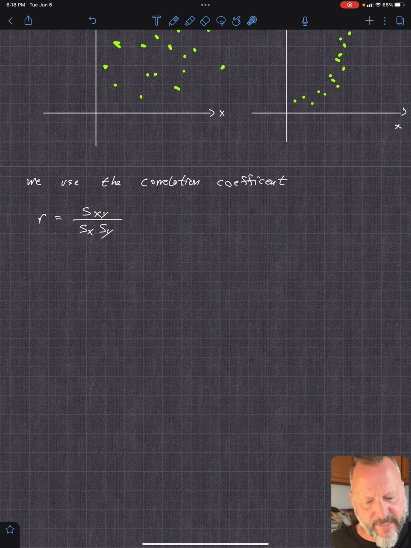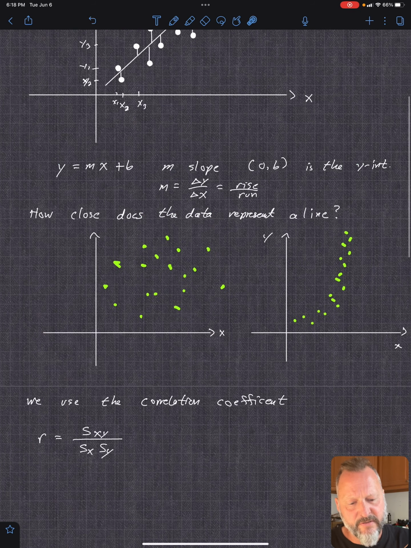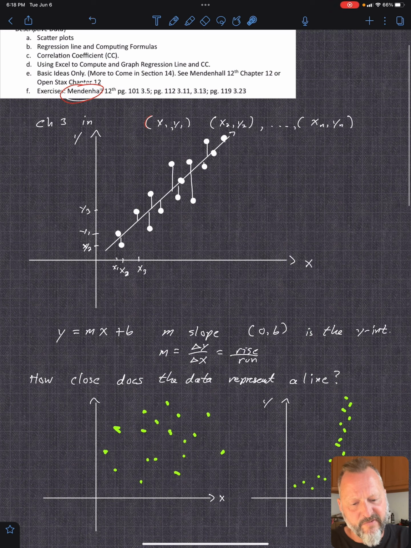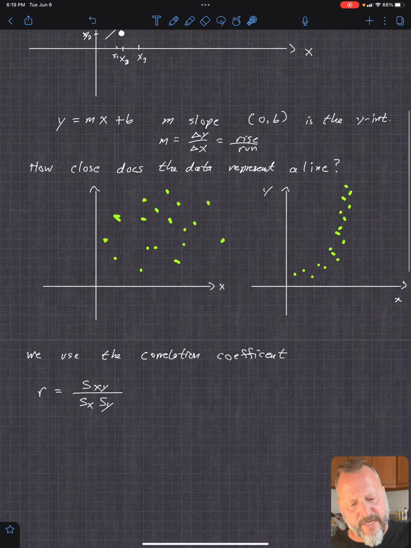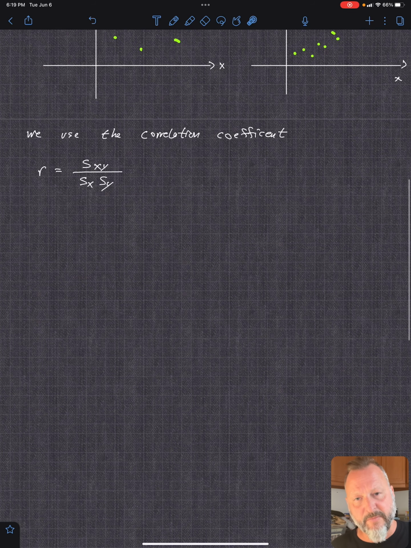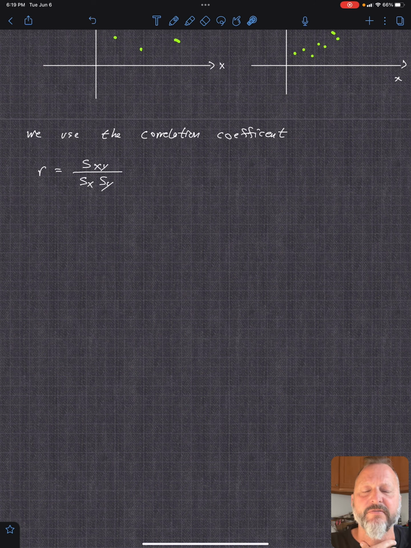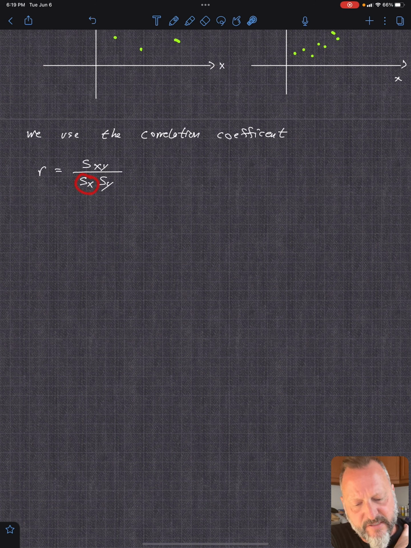So you have a bunch of data points for x, and you have a bunch of data points for y. And remember, the last thing we did for one of the videos is the sample standard deviation. So S sub x is the sample standard deviation for x. S sub y is the sample standard deviation for y.